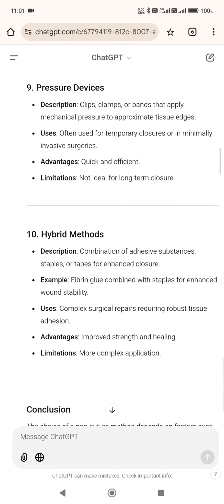9. Pressure devices. Description: clips, clamps, or bands that apply mechanical pressure to approximate tissue edges. Uses: often used for temporary closures or in minimally invasive surgeries. Advantages: quick and efficient. Limitations: not ideal for long-term closure.